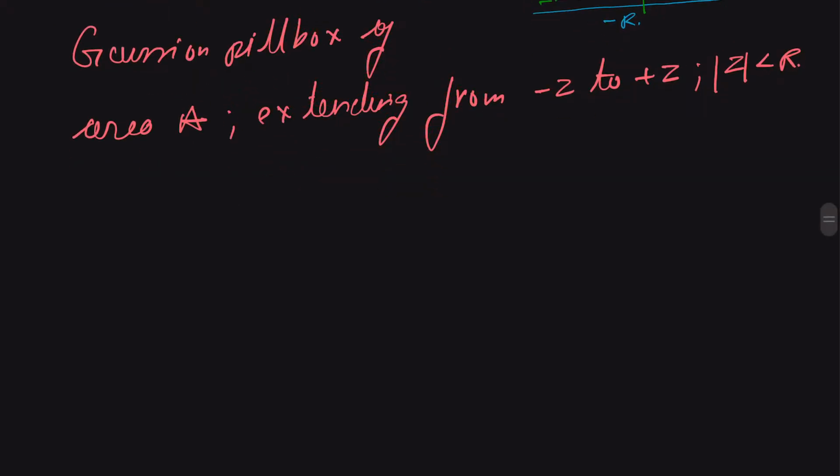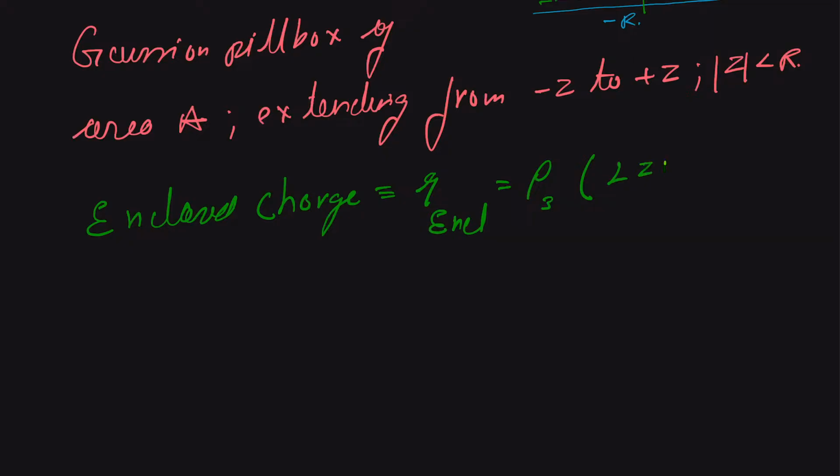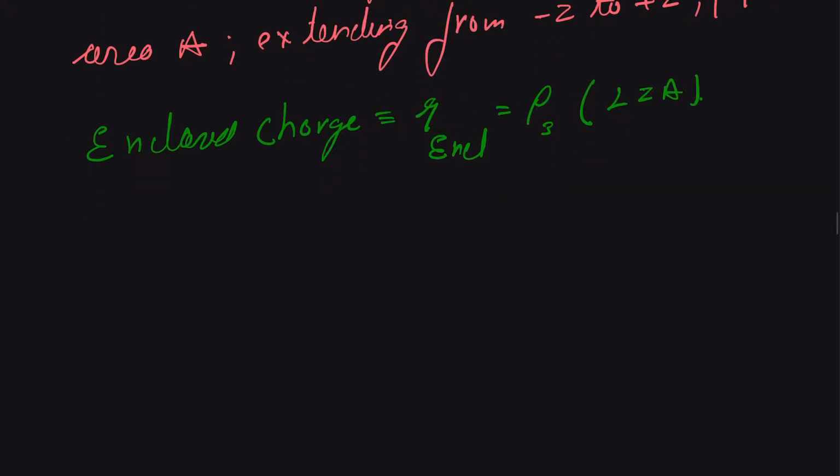Therefore, we can write the enclosed charge, that is our Q enclosed, will be equal to our density, given as ρ3, multiplied by 2z times A. Now we can easily find out the flux, and the flux will be for the field pointing along the z unit vector.